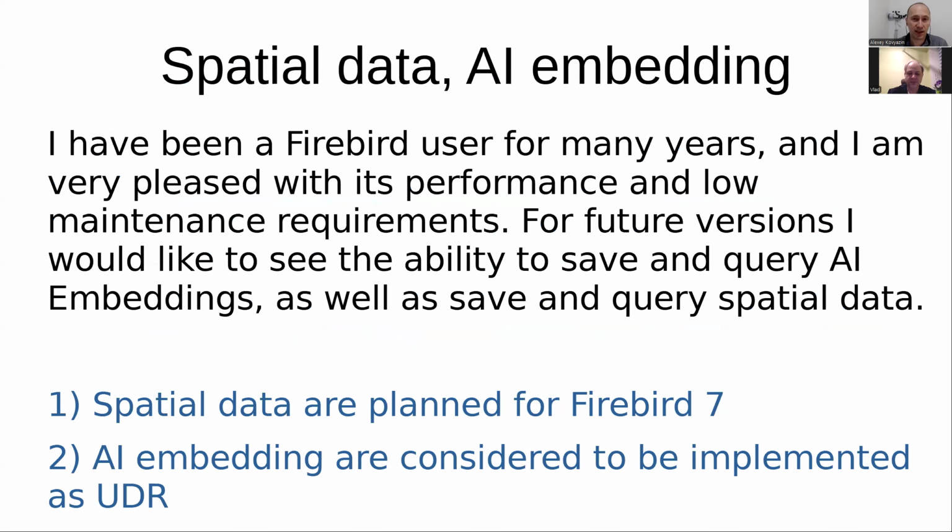The spatial data and AI embeddings. It is really a modern kind of question. So regarding the spatial data, like GIS, it looks like it is preliminary planned for Firebird 7 or maybe 7 plus. It will not be in Firebird 6 for sure. I mean the GIS indices, right? Yes. But they are in the pipeline, let's say this.